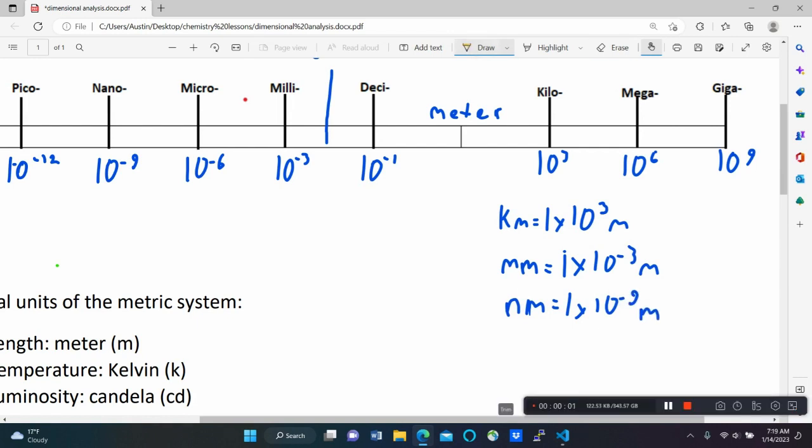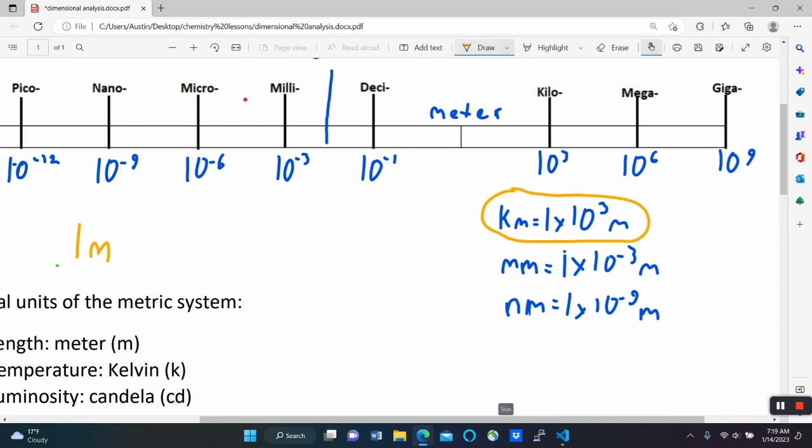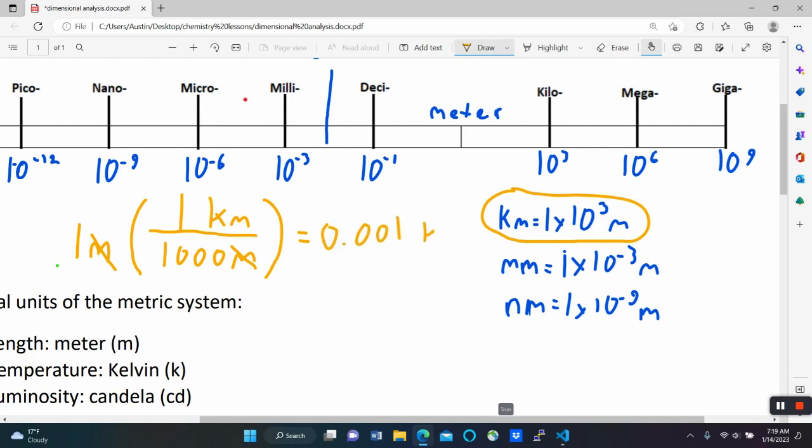So let's say that we were given a magnitude of 1 meter and we were asked to express it in terms of kilometers. Well, we already said that there are 1,000 meters in a single kilometer. That would become our conversion factor. So 1 meter multiplied by 1 kilometer over 1,000 meters would give us our length in kilometers, right? So our unit meter would cancel out, and we would be left with 0.001 kilometers.